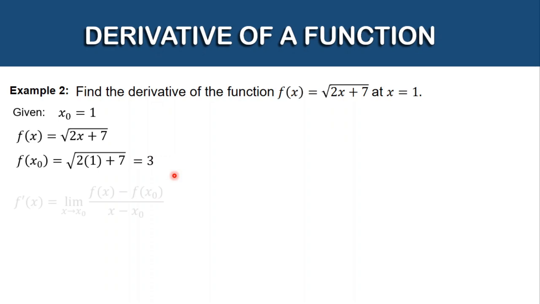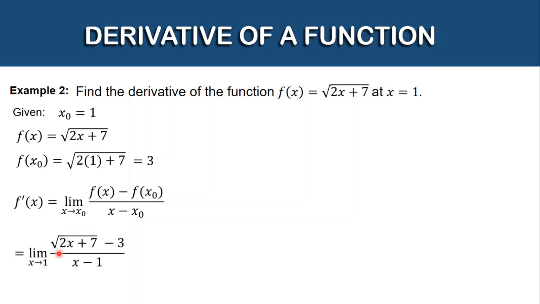Then let's have again our formula. So the first derivative is equal to the limit of the function f of x minus f of x sub 0 all over x minus x sub 0 as x approaches x sub 0. So by substitution, we have the square root of 2x plus 7. This is our f of x. And this is our f of x sub 0, 3. All over x minus 1 because x sub 0 is equal to 1. Then as x approaches 1.